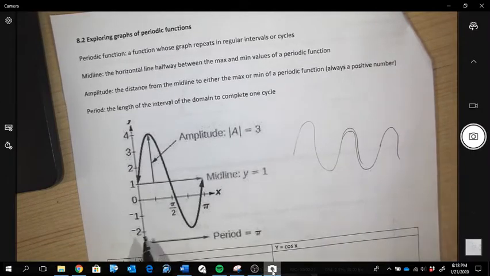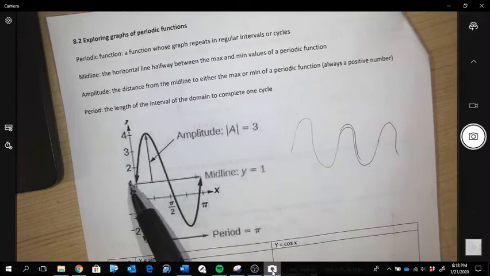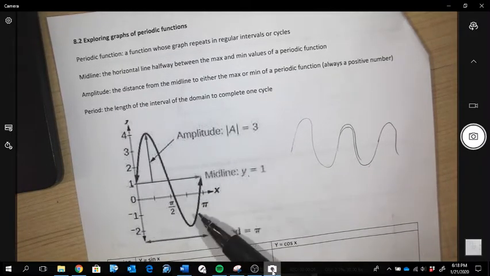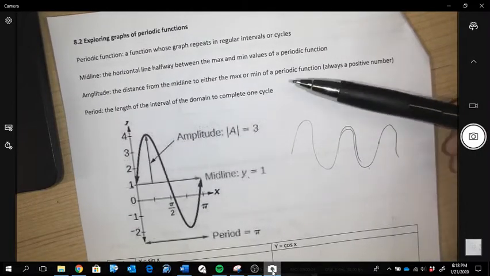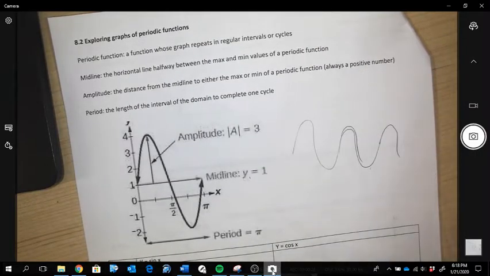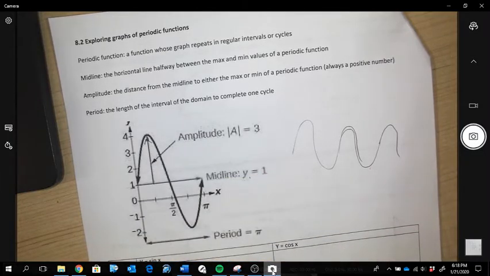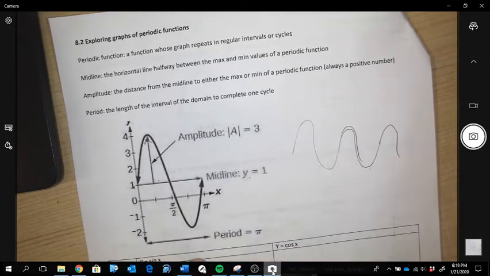Okay, so the midline is the height right in the middle. So it's halfway between the highest, the max, and the lowest, the min values. Amplitude is how far off of the midline you are. So from your midline to your max or midline to your min, how far are you away? And it's always obviously a positive number.